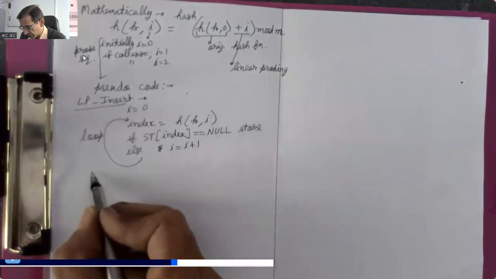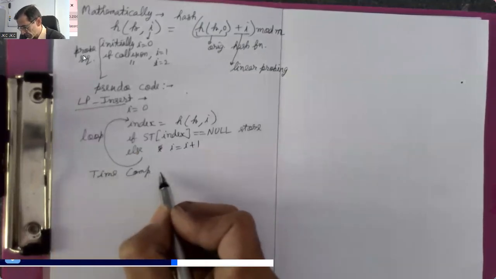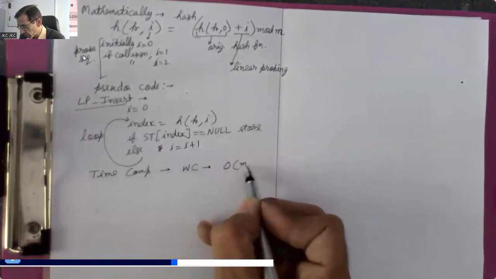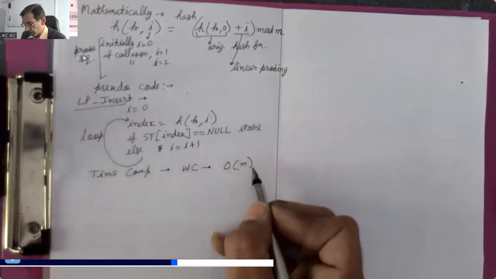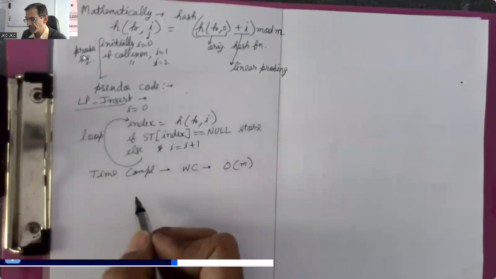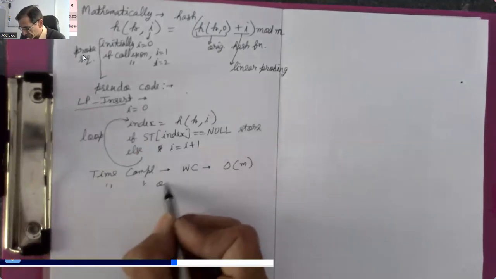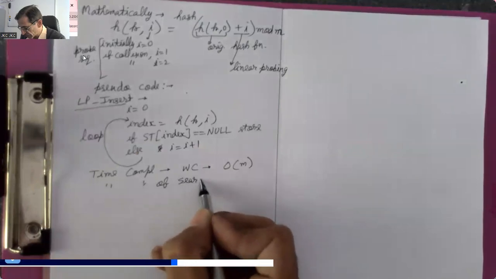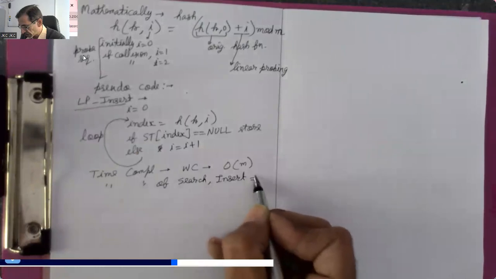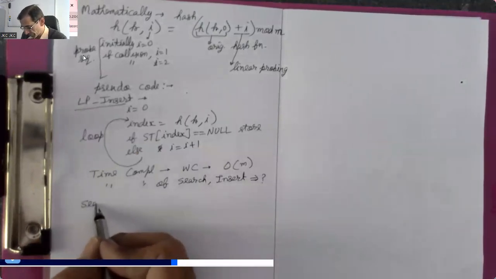But the time complexity of insertion, in the worst case, is going to be order of m. Of course, not a good solution, but yes, this is the fact. That's why we have to think of the time complexity of searching as well as insertion. And if all are not good, obviously, this is not good. So let's go to the searching operation. How will we search?